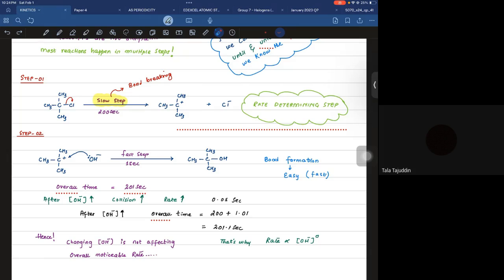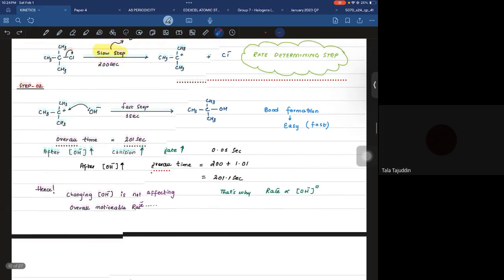So in the slow step you have only one molecule. That's the thing. This is called SN1 reaction. In the slow step, if you were having two molecules, I would say that this is SN2 reaction. So SN1 represents that in the rate determining step, we have only one molecule.